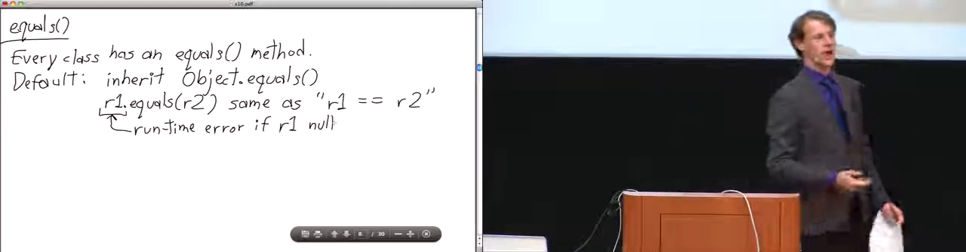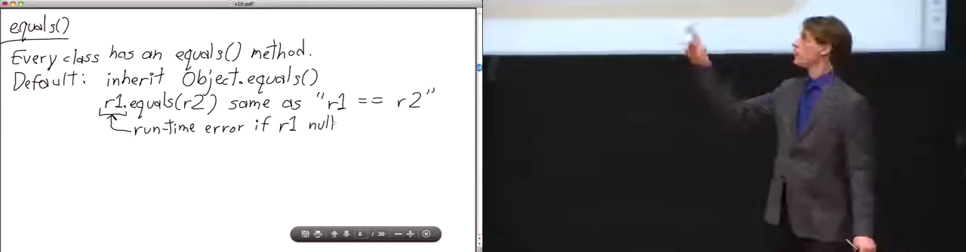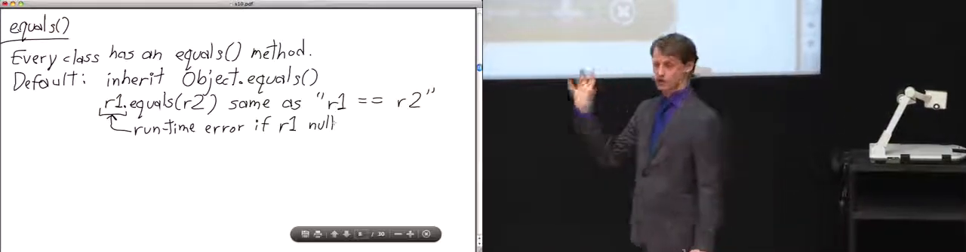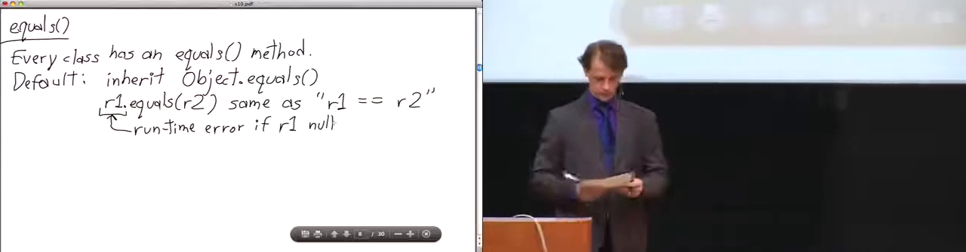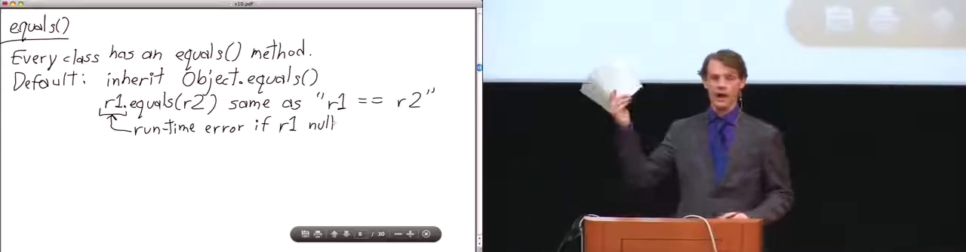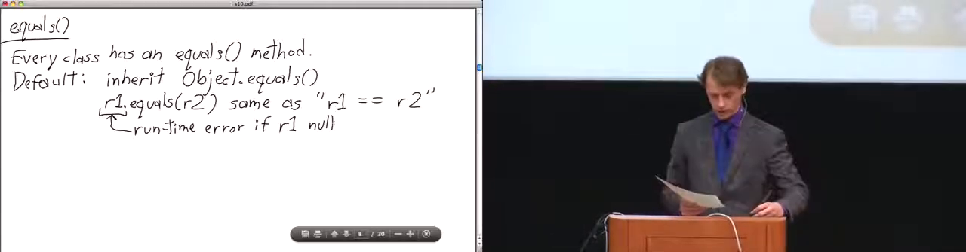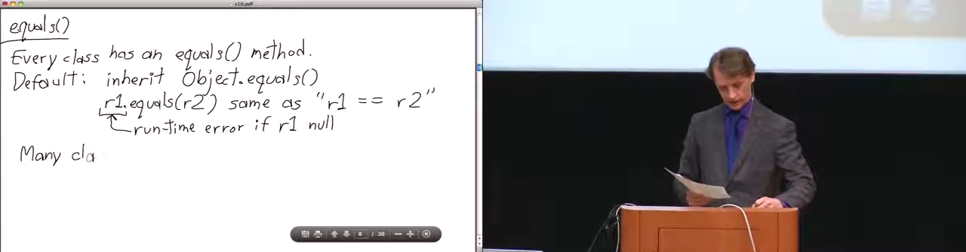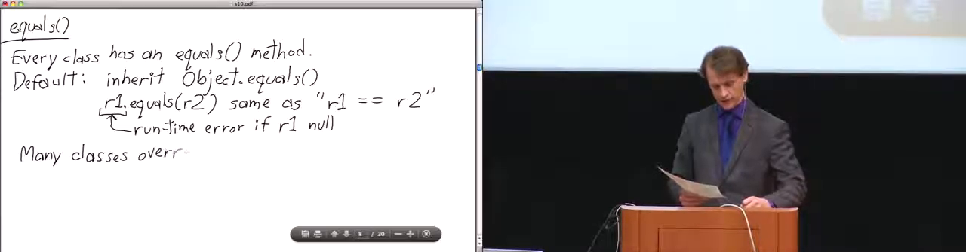If you are trying to determine whether or not a reference is null, you have to use the double equal sign to figure out if it's null first. Once you know it's not null, then it's safe to call dot equals. Having said this, the default equals method isn't usually what you want with more interesting classes. Many classes redefine equals to compare the content of the objects instead of just their addresses in memory.